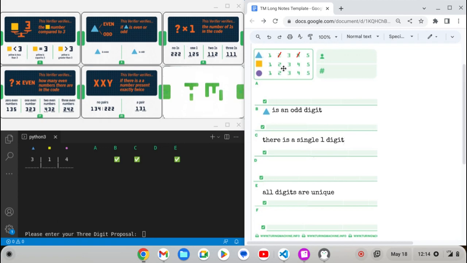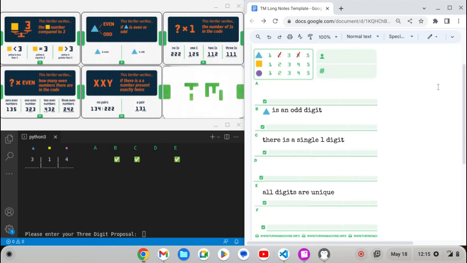Obviously, it's got to be distinct from the others, right? Because all digits are unique. And so that sort of helps us. So what could happen here? So it could be that the triangle is a 1. It could be a 1. So what would that do to the others?